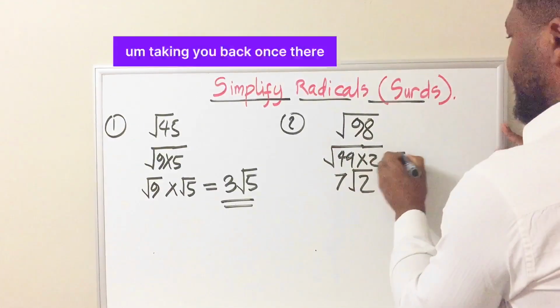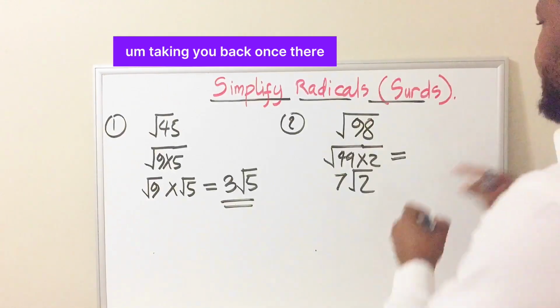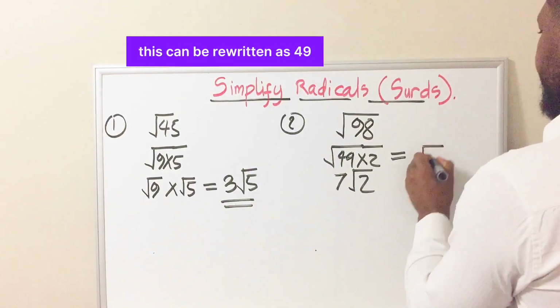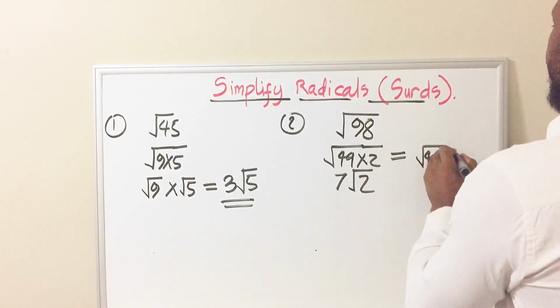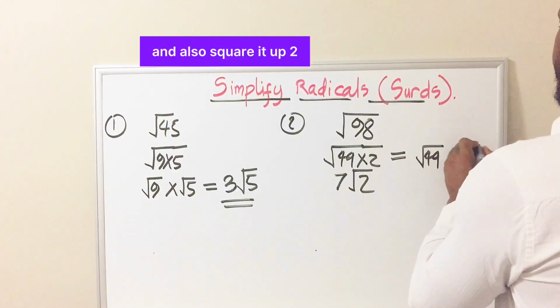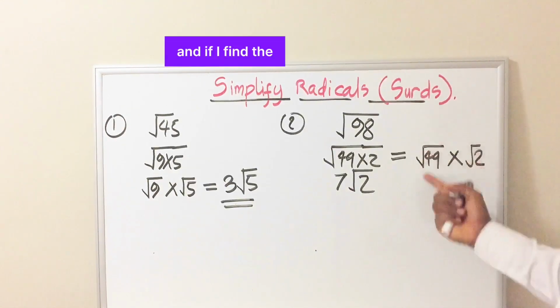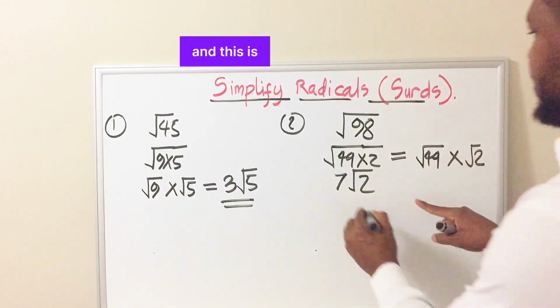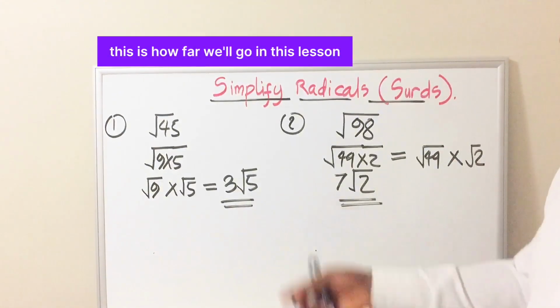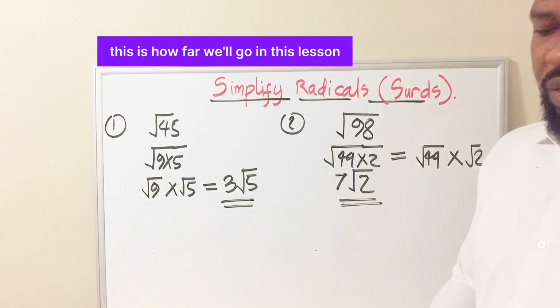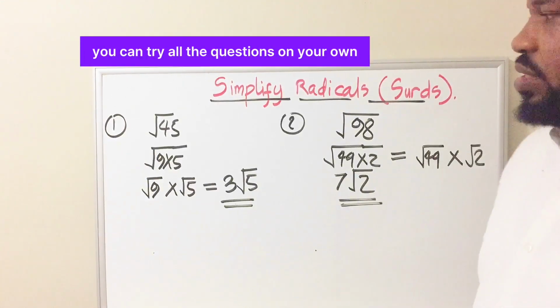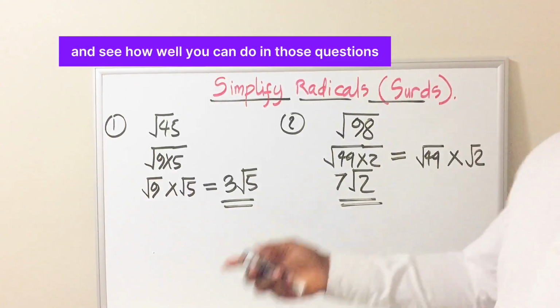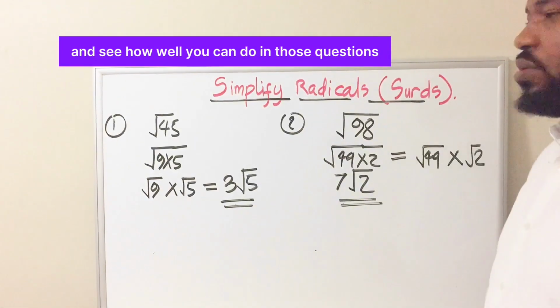Taking you back one step, this can be rewritten as the square root of 49 times the square root of 2. And if I find the square root of 49, it gives me 7, and this is the square root of 2. This is how far we'll go in this lesson. You can try other questions on your own and see how well you can do in those questions.